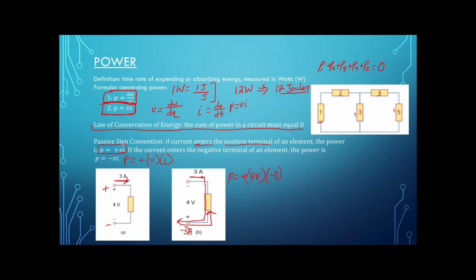And again, the current would be negative 3 amps since it's in the opposite direction. So the power would be negative 12 watts. And because the power is negative, we know that it is supplying power.